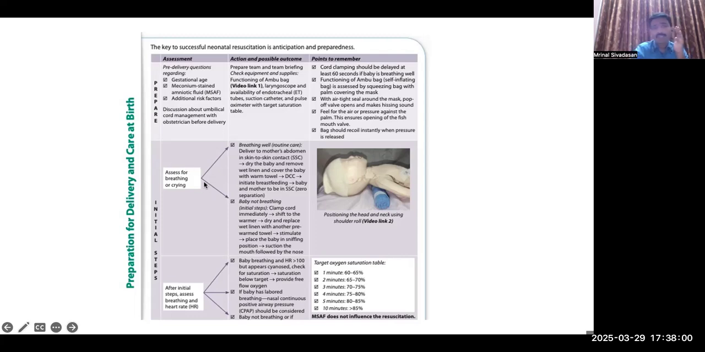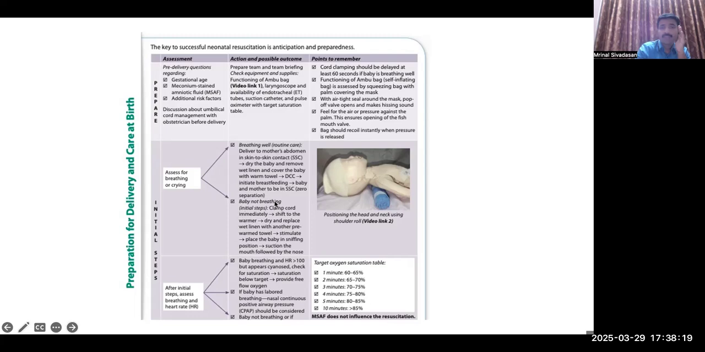Now, assess for breathing or crying. If the baby is breathing and crying, deliver the baby to the mother's abdomen and give skin-to-skin contact, dry the baby and remove the wet linen, cover the baby with a warm towel, delay cord clamping, and start initial breastfeeding, with baby and mother in skin-to-skin contact.